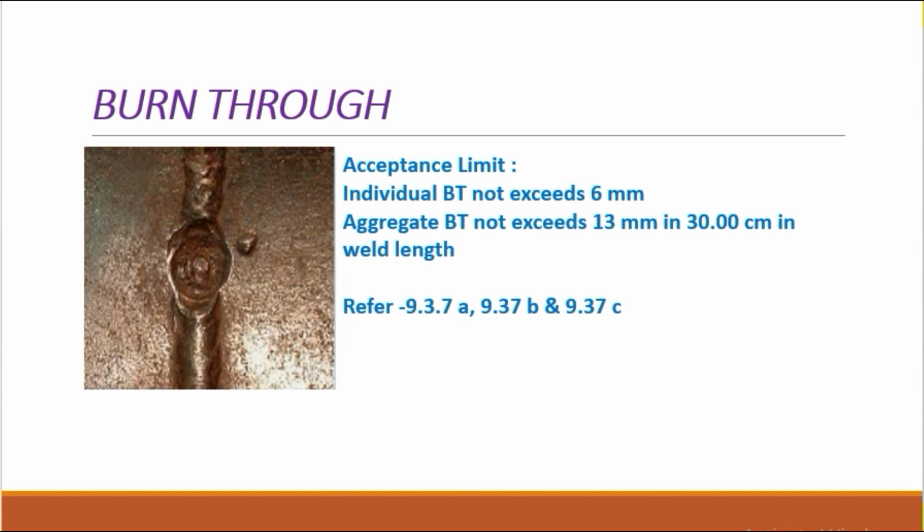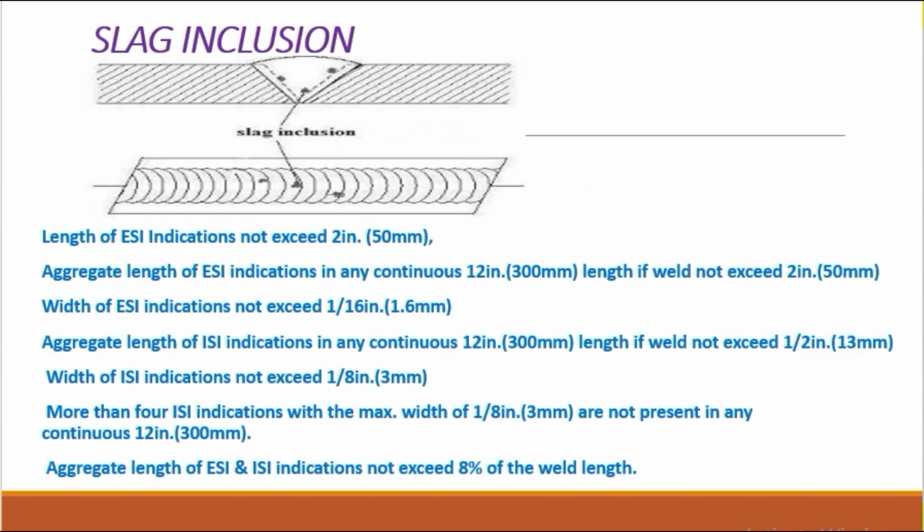Burn through, how it looks like. You see, burn through happens if the current is more, the amperage is more, then certainly burn through will happen like this. Individual burn through should not exceed 6 mm. And aggregate burn through should not exceed 13 mm in 300 mm of weld length. So what will be the reference points? 9.3.7a, 9.3.7b, and 9.3.7c. So this is the acceptance limit of the burn through.